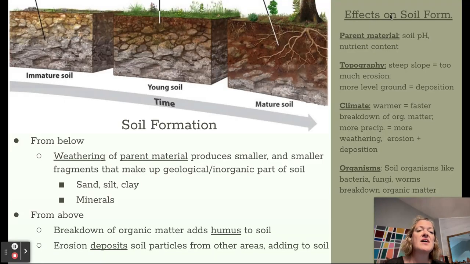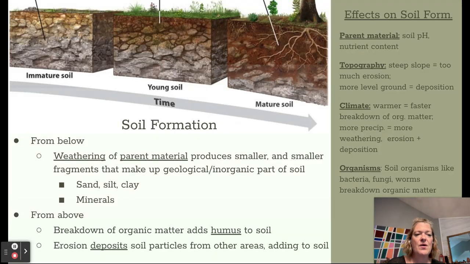So the effects on soil formation, we have that parent material. It actually creates pH levels within the soil and adds nutrients. Topography affects soil. If there's a steep slope, we have too much erosion. If there's more level ground, we have more deposition of that erosion.